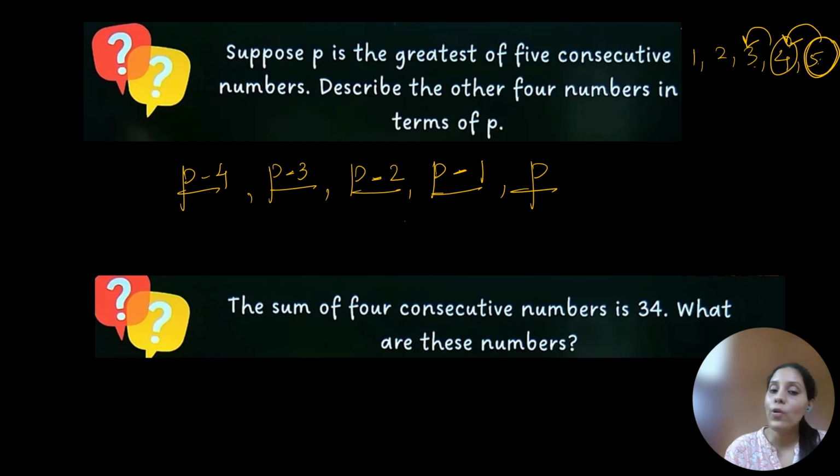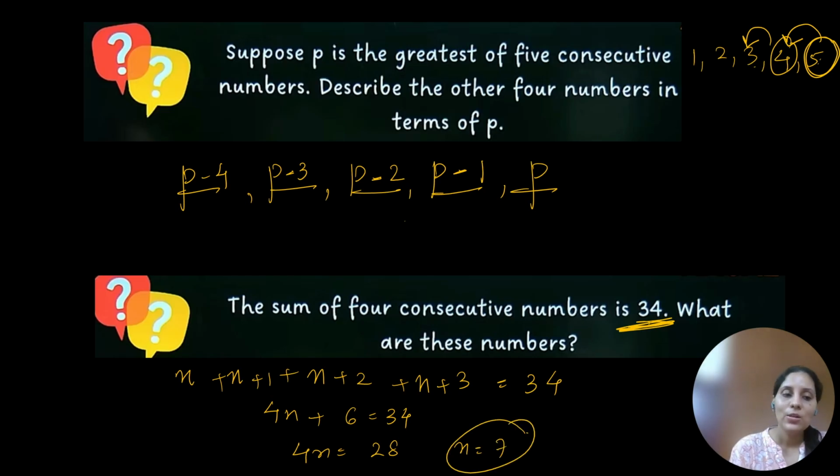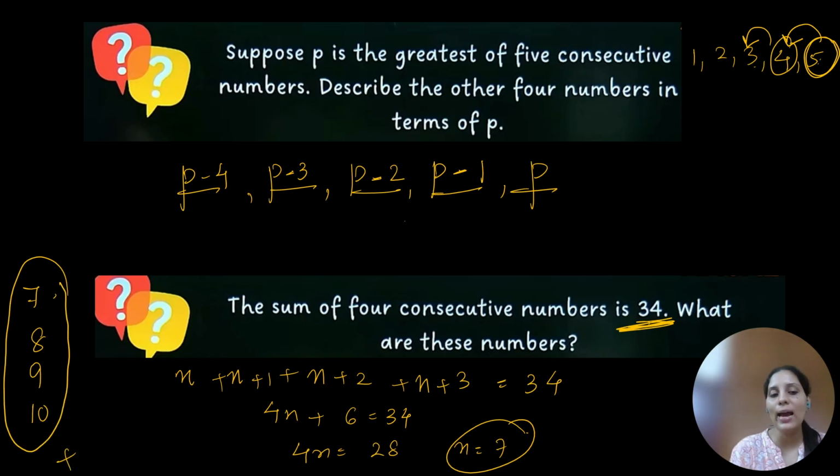Next, the sum of four consecutive numbers is 34. What are these numbers? Let us take consecutive numbers. If I take one number as n, the others will be n plus 1, n plus 2, n plus 3. The sum of these is given as 34. Let us find n. 4n plus 3 plus 2 plus 1, 6, is 34. 4n equals 28, n equals 7. So the numbers are 7, 8, 9, 10. These are the four numbers which when added give you 34.